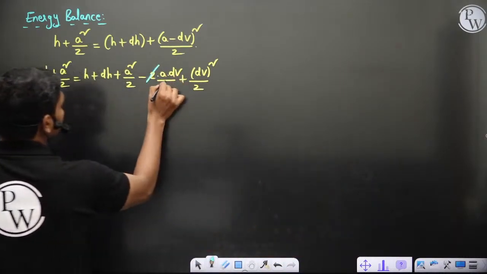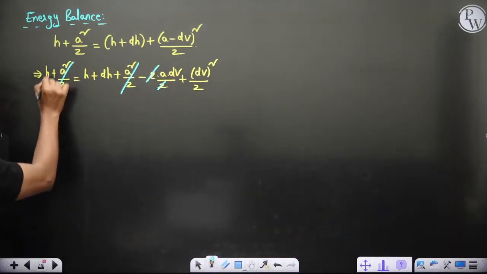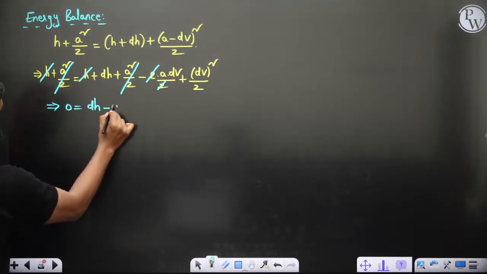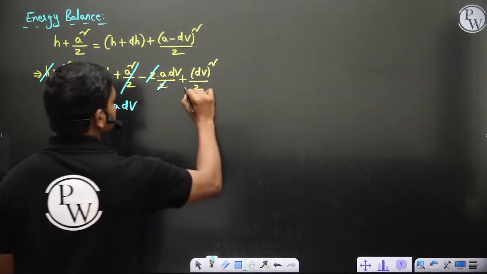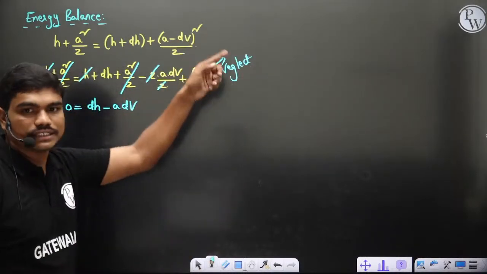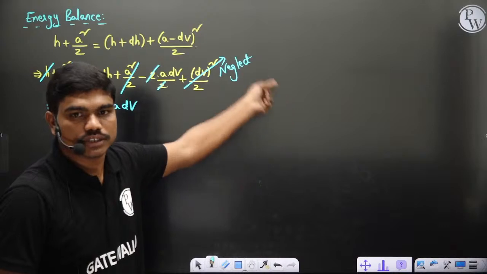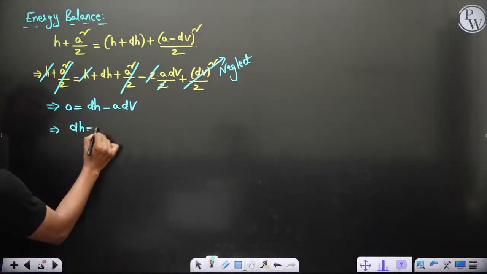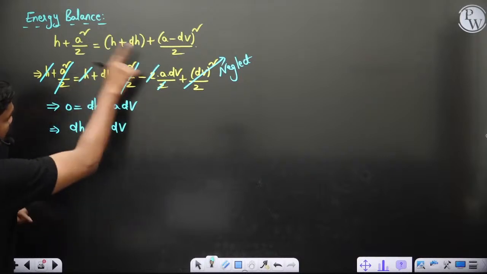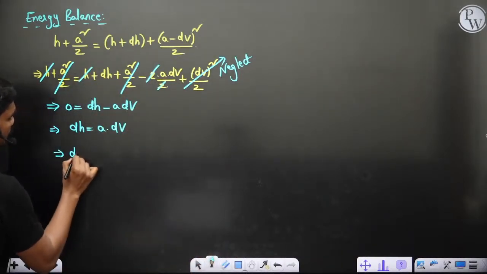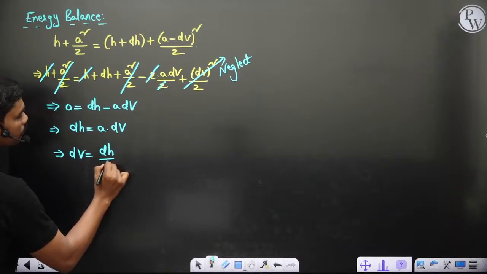If you substitute, 2 gets cancelled, this a square by 2 and h go down, 0 is equal to dh minus a dV, and you can neglect this because it is dV whole square. Okay, so dV whole square is dV into dV, so small velocity into small velocity, so definitely this can be neglected. So from this equation you can find out dh is equal to a dV, and everything is happening in the isentropic case. Okay, reversible adiabatic case, so dV is equal to dh by a actually here.